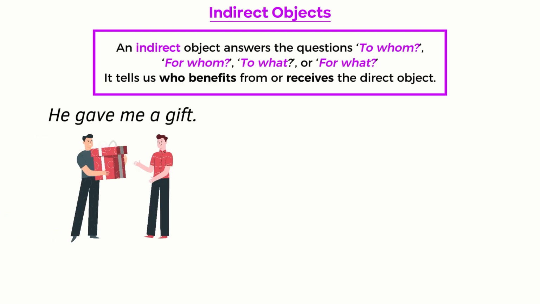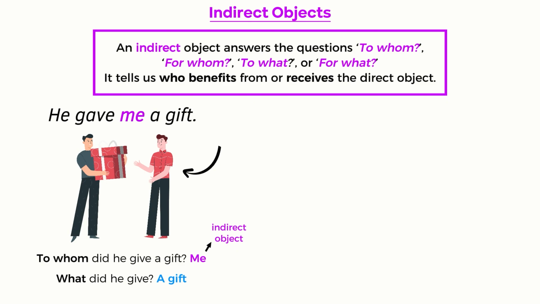He gave me a gift. To whom did he give a gift? Me, indirect object. By the way, can you identify a direct object? What did he give? A gift, direct object.